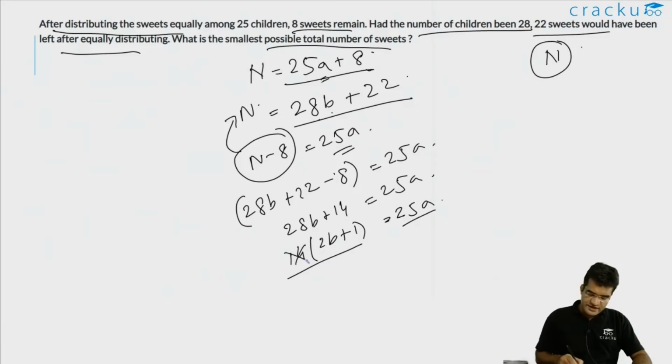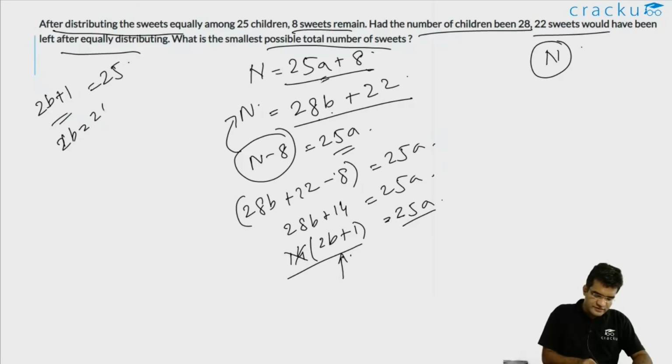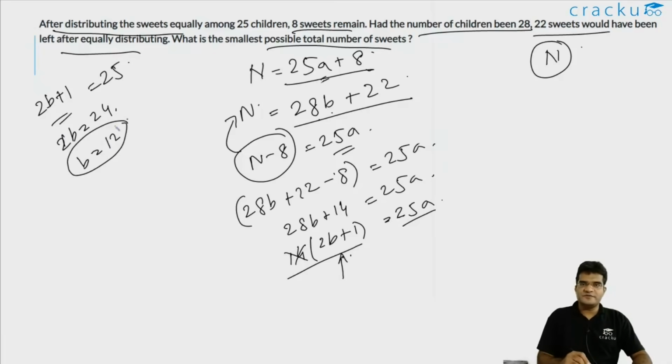Now clearly 14 and 25 are co-prime. They don't have any common factors. So what this would imply is that 2b plus 1 is a multiple of 25. Now what is the smallest value of 2b plus 1 such that it is a multiple of 25? The smallest possible value is if 2b plus 1 equals 25, then this would imply that 2b is equal to 24 and b is equal to 12. So the smallest possible value of b is 12.